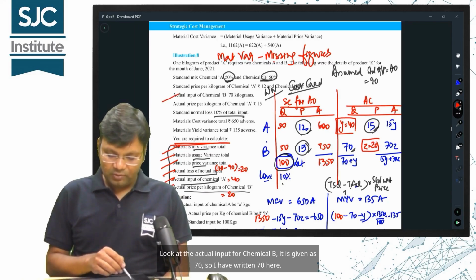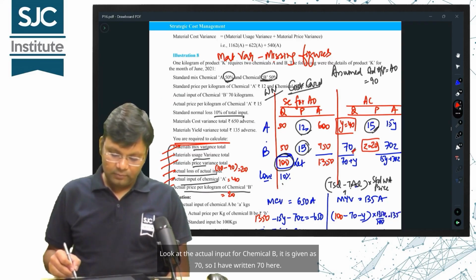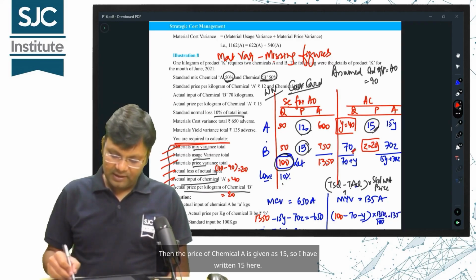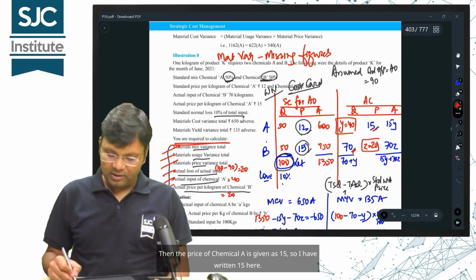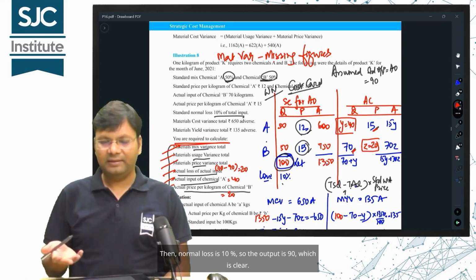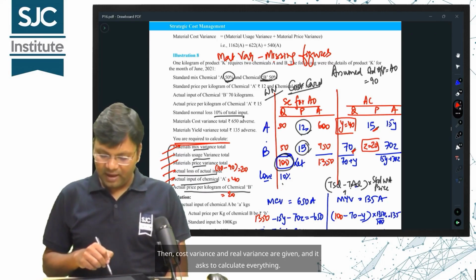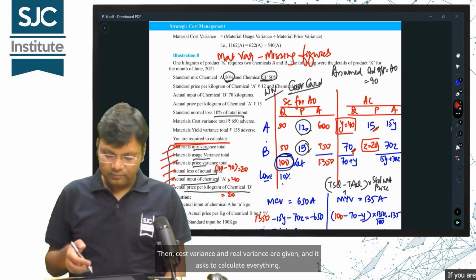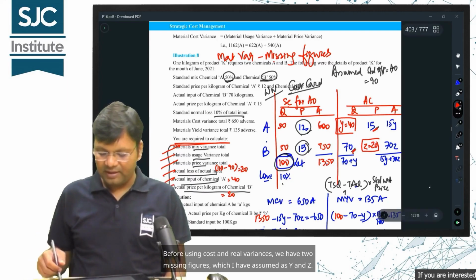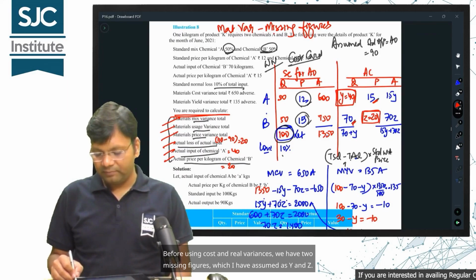Look at the actual input for chemical B, it is given as 70, so I have written 70 here. Then the price of chemical A is given as 15, so I have written 15 here. Then, normal loss is 10%, so the output is 90, which is clear. Then, cost variance and real variance are given, and it asks to calculate everything. Before using cost and real variances, we have two missing figures, which I have assumed as Y and Z.